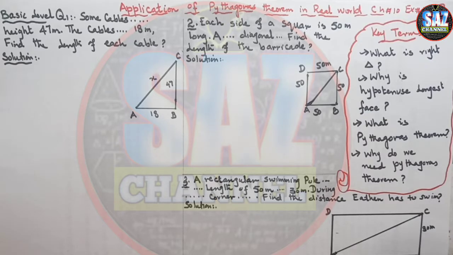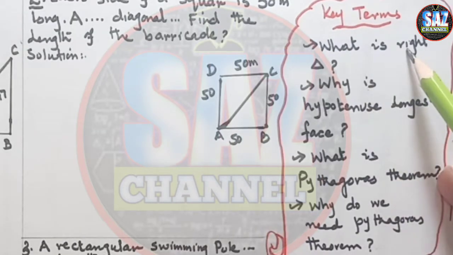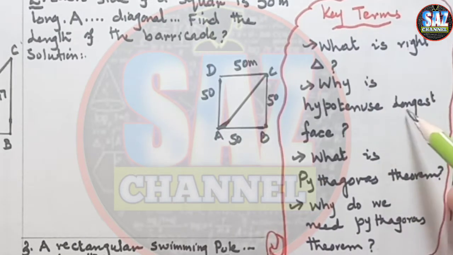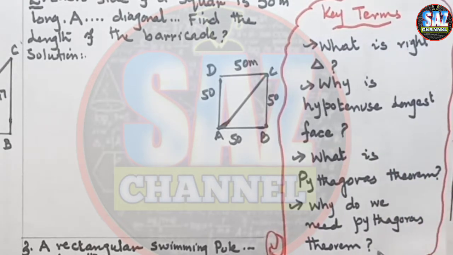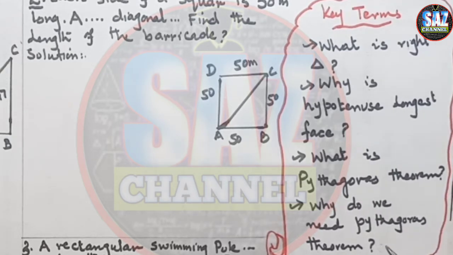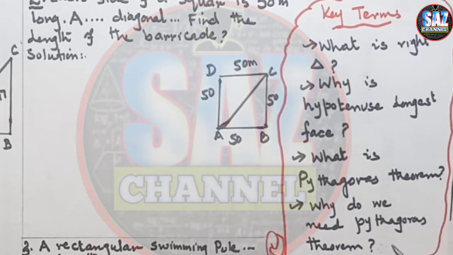This is my first lesson of D2, chapter number 10, exercise 10b, that is about application of Pythagoras theorem in the real world. Before going to the lesson, there are some key terms that we have to understand: what is the right triangle, why is the hypotenuse the longest side, what is Pythagoras theorem, and why do we need Pythagoras theorem. If you find any difficulty in understanding these questions and you are not clear about them, you must clear them for better understanding of the new lesson.